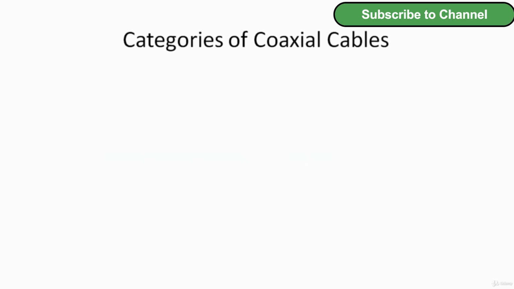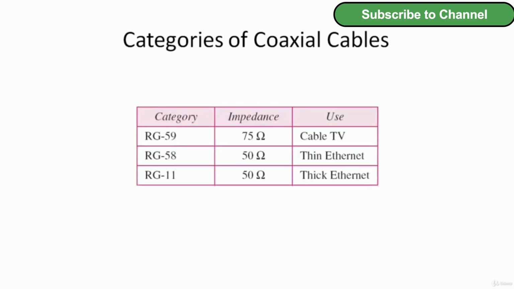So, categories of the coaxial cable. You can see the first column is the category, then the impedance, and then its use. This is RG59, that is the radio guide 59, RG58, RG11. So this RG59, the impedance is 75 ohm, and it is used in cable TV. RG58, 50 ohm impedance, that is used in the thin Ethernet. Then RG11, 50 ohm impedance, and that is the thick Ethernet. So these are the categories of the coaxial cable.